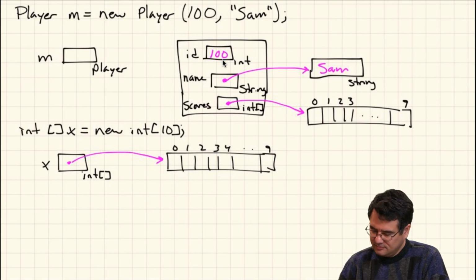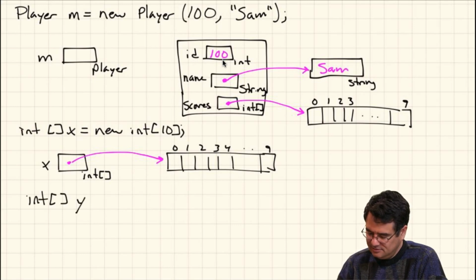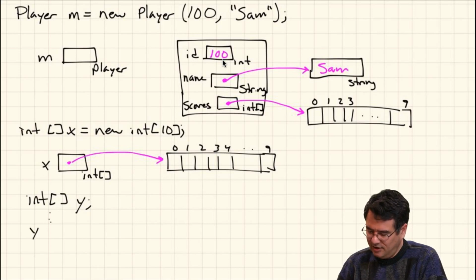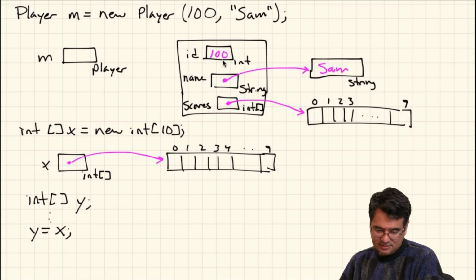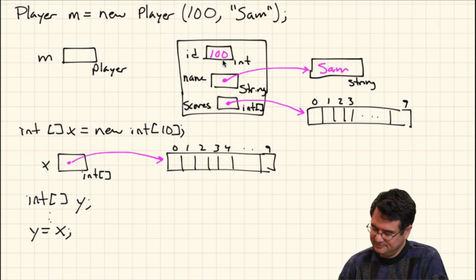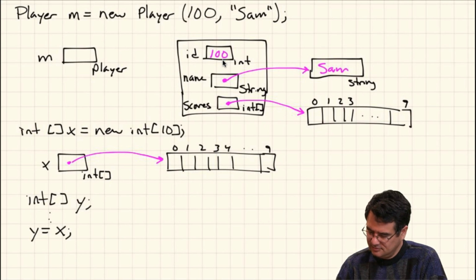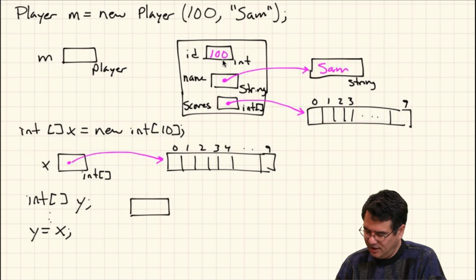Okay. And then later on in my program, I go integer array y. So I declare a variable called y of type integer array. And then somewhere later on, I say y is equal to x. Okay, what happens there? Well, this declaration right here just says, make me a box labeled y, and it's of type integer array, but don't put anything into it yet. So I end up with a box called y of type integer array.